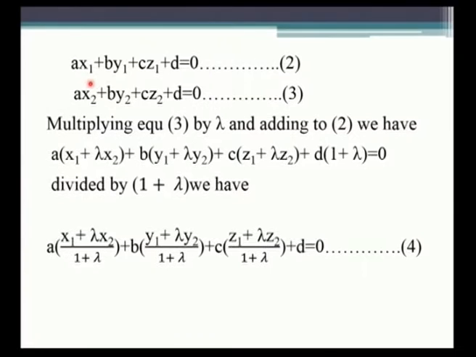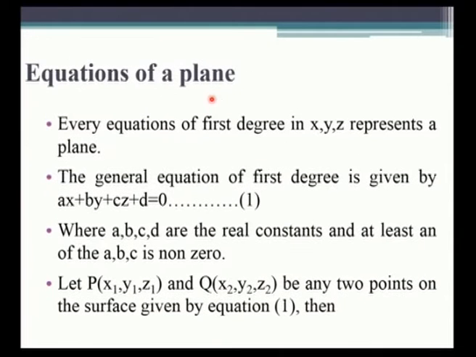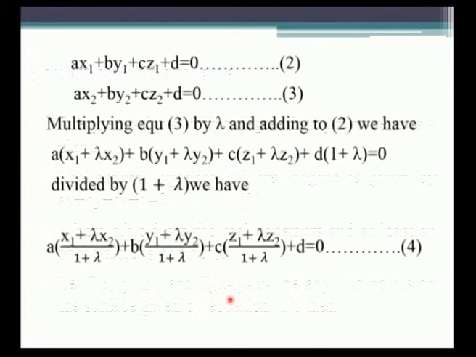Then ax1 + by1 + cz1 + d = 0. Assume this as equation 2, and ax2 + by2 + cz2 + d = 0. Assume this as equation 3. These two equations are obtained from the general equation of a plane considering the points P and Q whose coordinates are x1, y1, z1 and x2, y2, z2.